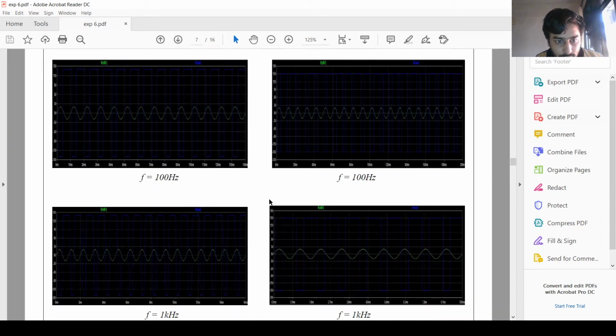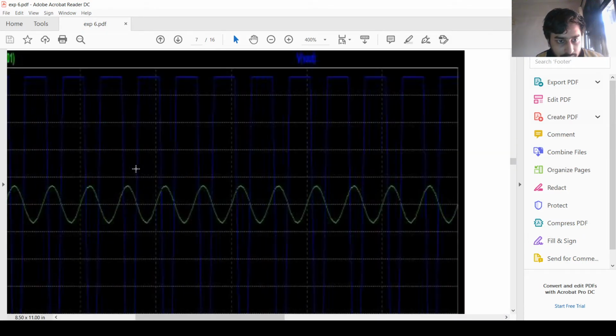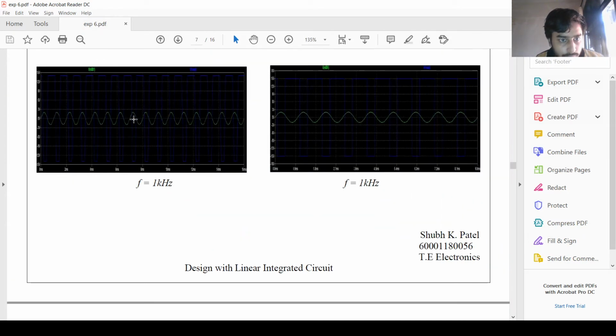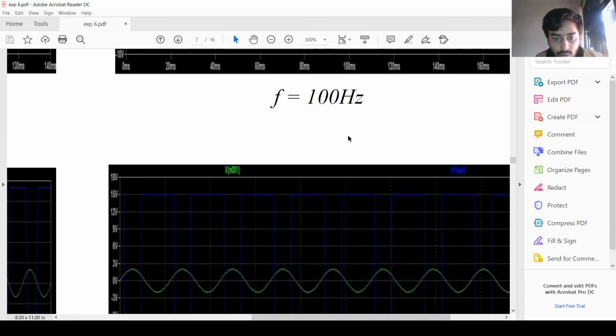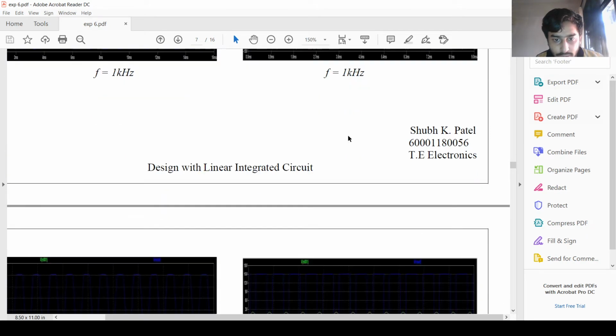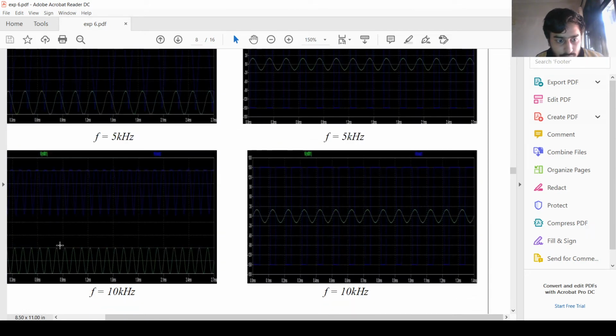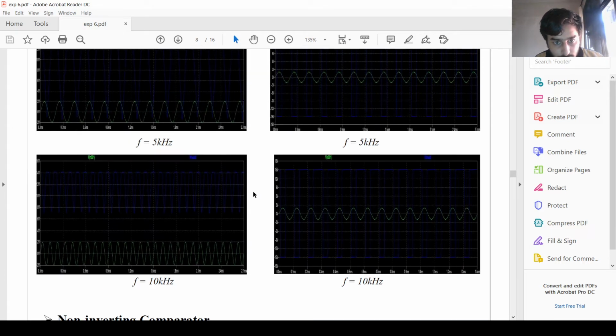So for 1 kHz, this has started distorting for op-amp OP07, but it remains the same for the LTC6244 op-amp. For 10 kHz, this has completely distorted, but it is the same as 10 Hz for the LTC6244 op-amp. So the performance of the LTC6244 op-amp is better than op-amp OP07 due to its higher slew rate.